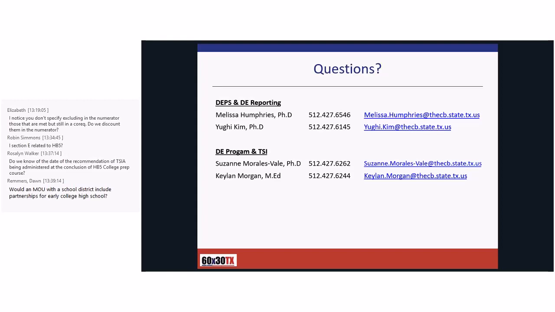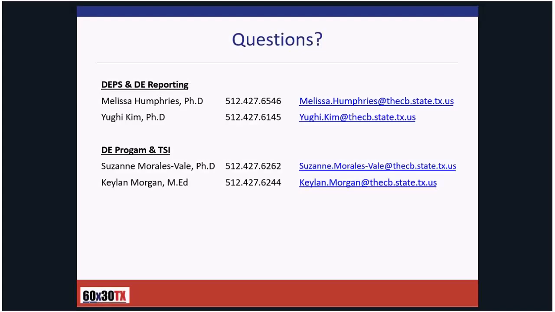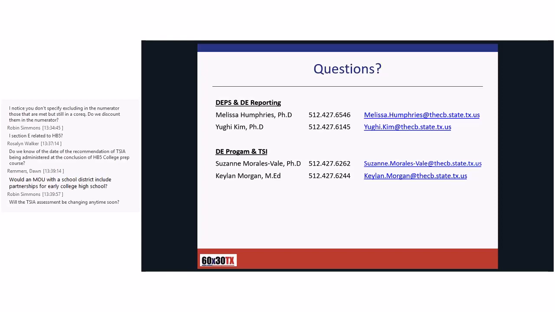The next question asks, does the MOU with the school district include partnerships for early college high school? Technically, yes, you could have MOUs for that, but the only one we need you to comment on for DEPS purposes is the MOU having to do with this college prep course, also called the HB5 course. I've heard them called both things regularly. If it's mixed into the early college high school MOU, fine, tell us about that MOU. But it really just needs to be whichever MOU is specifically dealing with college prep courses.